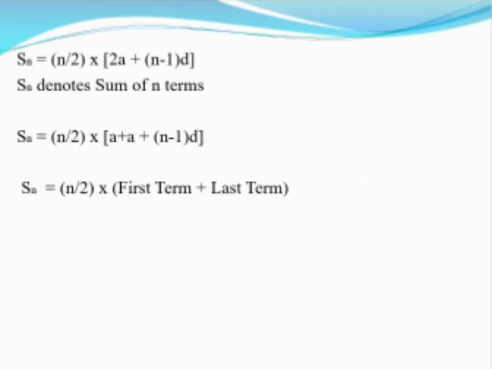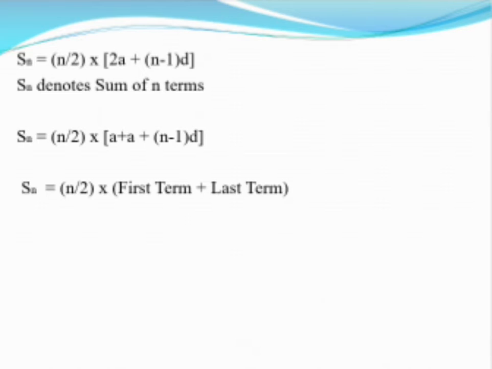Here Sn denotes the sum of n terms. Simplifying the above formula, Sn is equals to n by 2 into, simplifying the 2a as a plus n minus 1 into d. Now if you see this formula carefully, you can easily find out that a plus n minus 1 into d, you have to only look for this bracket. A is the first term and a plus n minus 1 into d denotes the last term, because as we have already studied, Tn is equals to a plus n minus 1 into d.